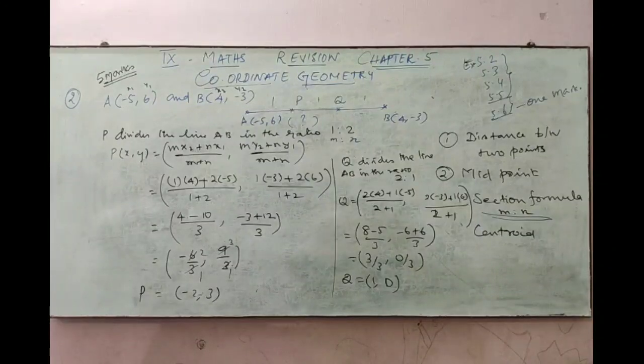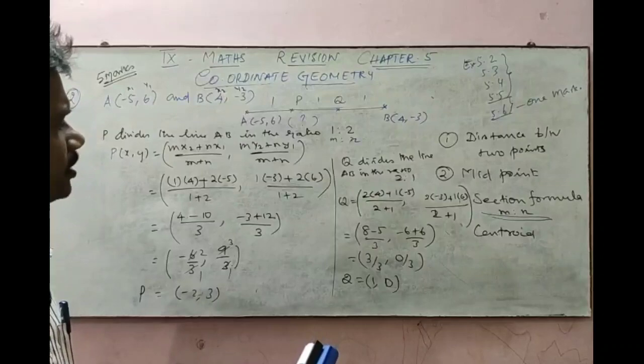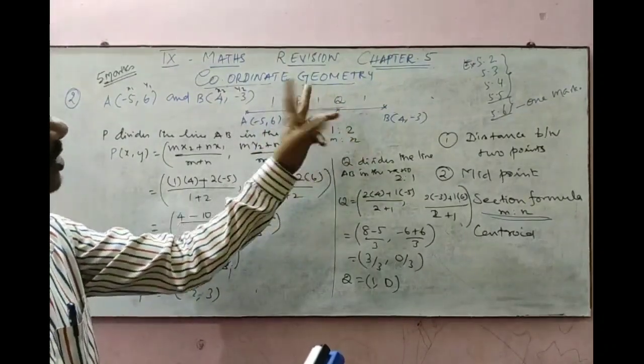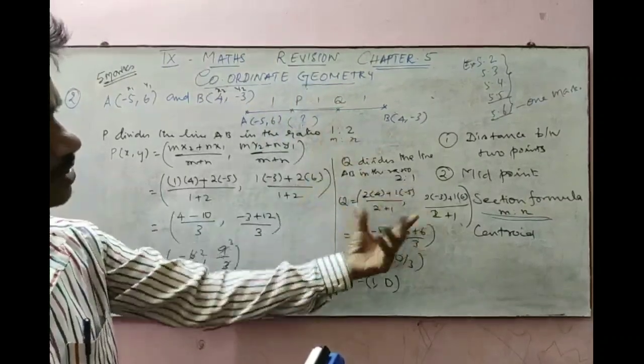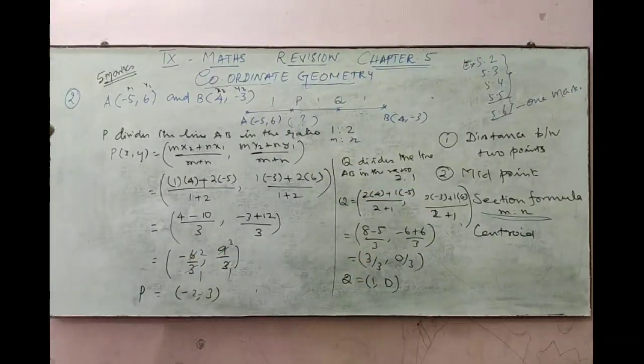So this is the way of finding the points of trisection which divide the line segment, P and Q. When taking P, take the 1:2 ratio, and when taking Q, take the 2:1 ratio, and use the same formula, and you will get the coordinates of P and Q.